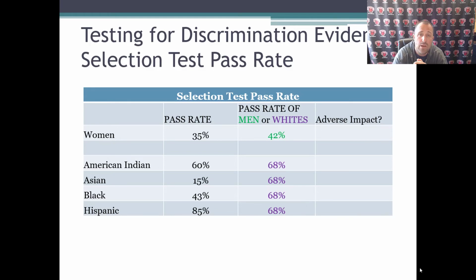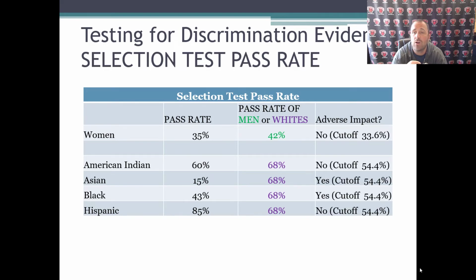Well, we take those pass rates, 42 and 68, and we multiply them times 0.8, and we come up with our cutoff rate. So 42% for men times 0.8 gives us 33.6%. That means women need to pass the test at least at a rate of 33.6. Otherwise, the test looks like it might be discriminatory. Moving down, it says that any non-white group would need to pass the test at a rate of 54.4%. Otherwise, it looks like the test is discriminatory.